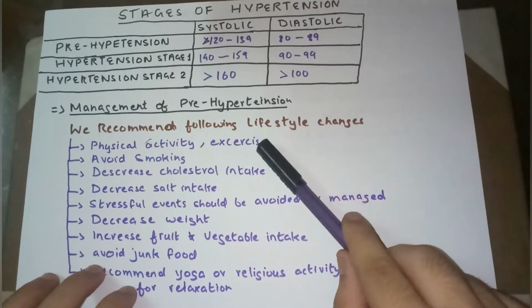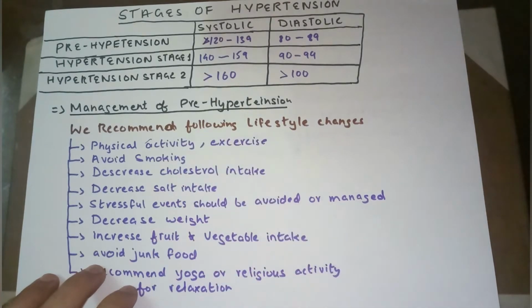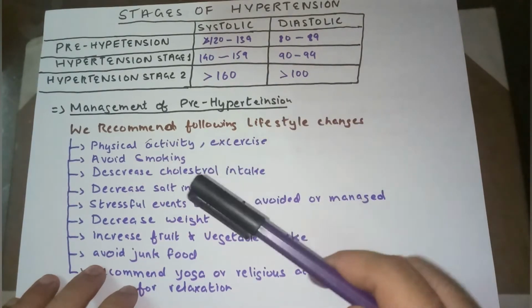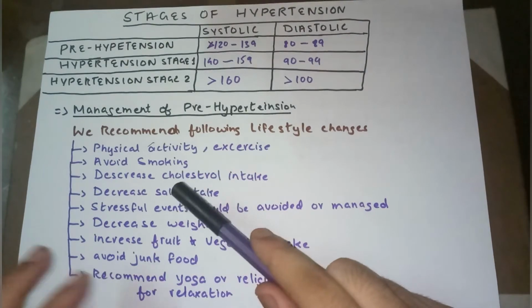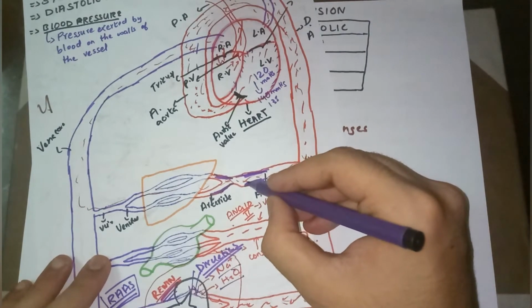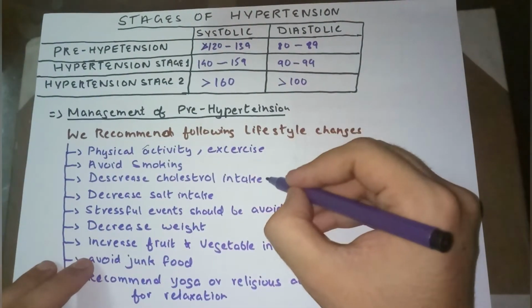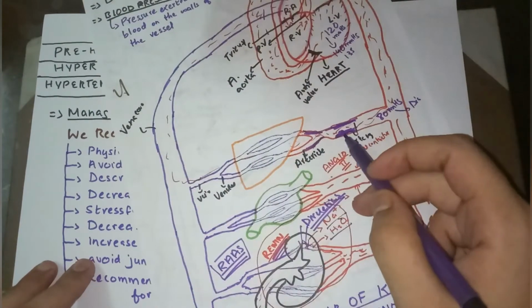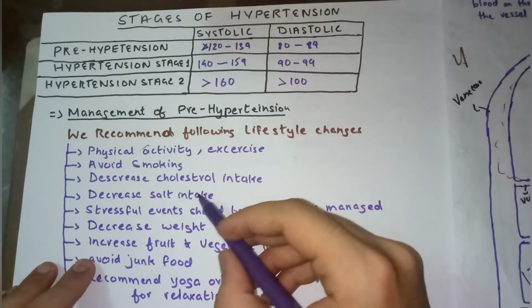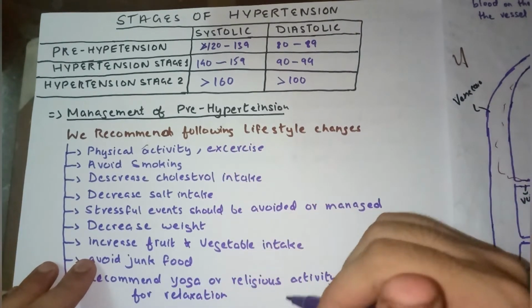So if someone has pre-hypertension, we give him physical activity, he must do exercise, so his regulation of blood pressure will be normal and thrombosis will not occur. And avoid smoking, because his arteries are maybe already getting a little bit blocked, so to avoid more blockage, we must avoid his smoking. And decreased cholesterol intake will also prevent arteriosclerosis. And decreased salt intake will cause less contractility, and less contractility means decreased heart rate.